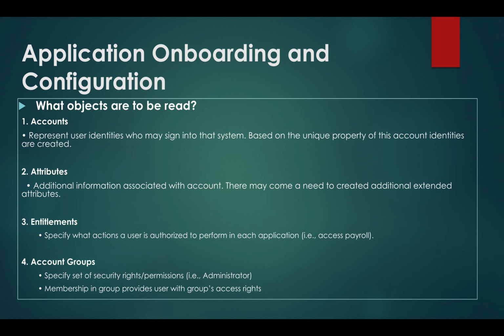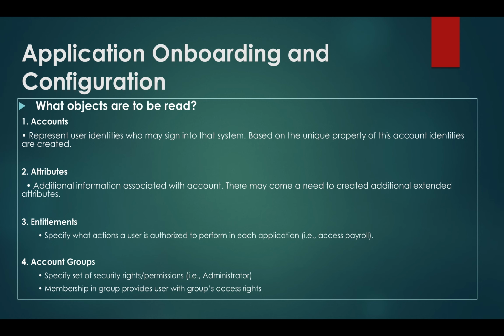There are different kinds of objects that we have to define to read from the target application. It can be accounts, attributes, entitlements, and groups. Accounts actually represent the user record who may sign into the target application. Based on the unique property of this account, identities are created. For example, in target application A, employees are designated based on the employee ID. So during application onboarding, we can designate employee ID as the identity attribute, and based on this attribute, identities will be created. The others are the attributes.